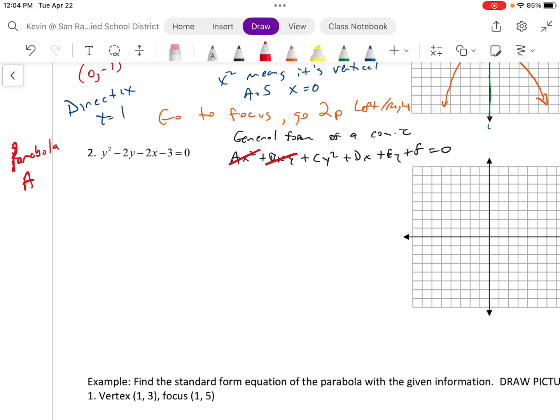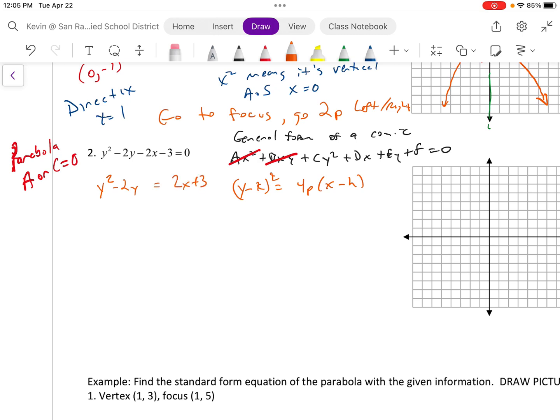So what that tells me is that I have a parabola. I'm going to have a parabola when either a or c equals 0. In this case, a equals 0. That tells me I have a parabola. Okay? And let's see, my standard form, and I have y squared here, so y squared is going to be y minus k squared equals 4p x minus h.